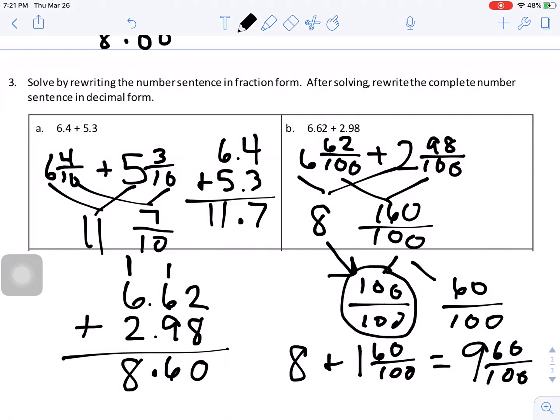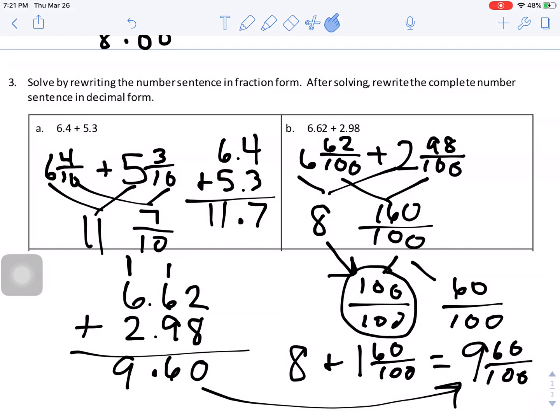Oh, I'm sorry. I did not add correctly. 6 plus 1 is 7, plus 2 is 8, 9. 9 and 60 hundredths. It matches my fraction form over here. If you have any questions, please let us know.